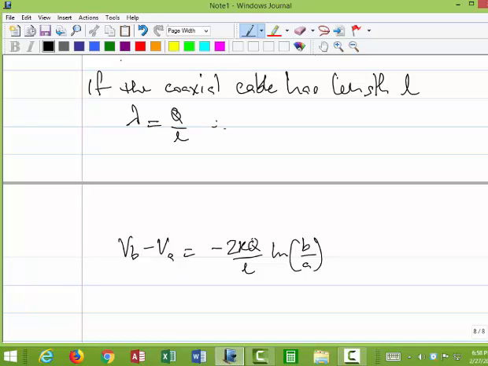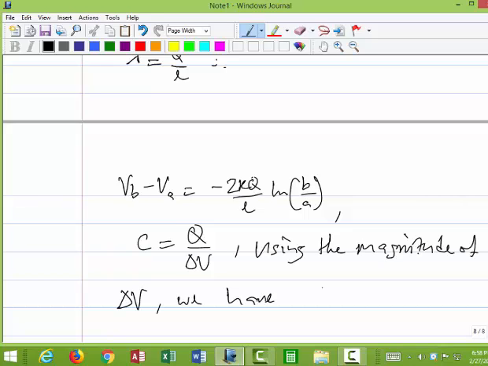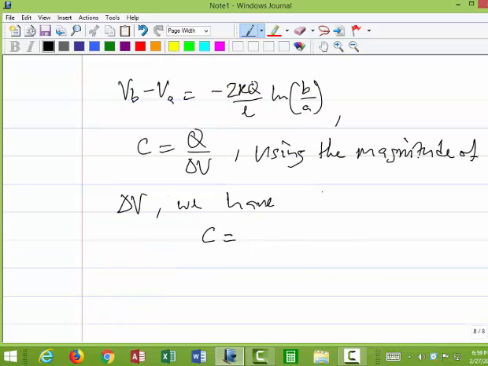And so from here we can say that capacitance C is equal to Q over delta V. And so we're taking the magnitude. Using the magnitude of delta V, we have C equals Q over delta V, which is 2kQ natural log of B over A, and then the L at the bottom comes up here.